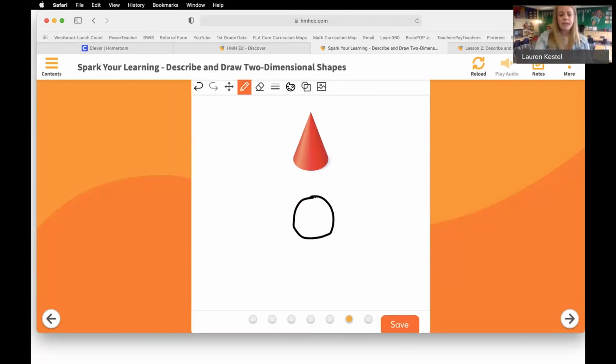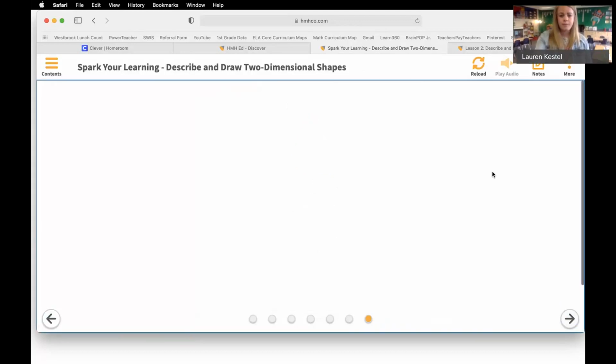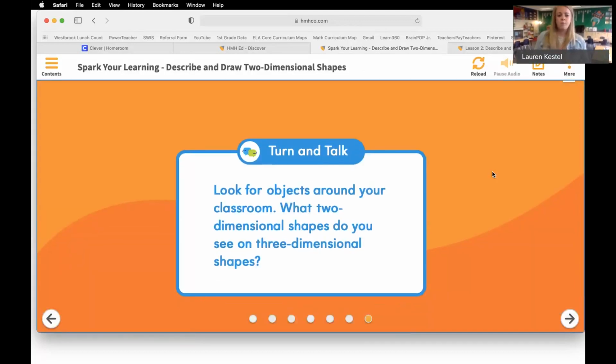We know that a circle is completely round. It has 0 vertices, and it makes the flat surface of a cone. Find someone at home. Look for some objects around your house. What 2-dimensional shapes do you see on the 3-dimensional shapes?